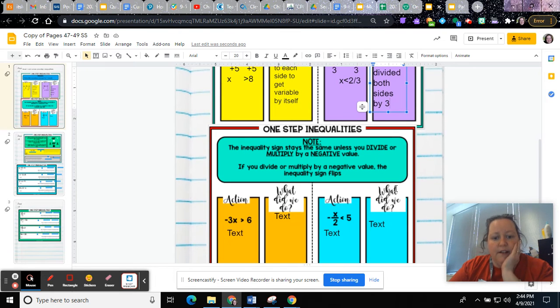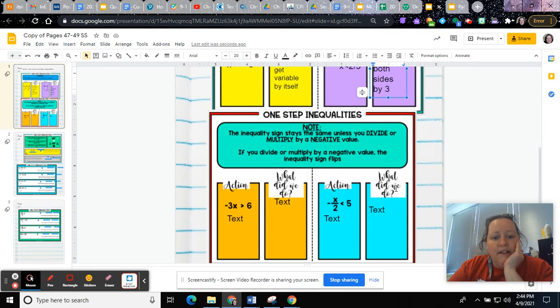Now, here is the teensy weensy little detail. The inequality sign stays the same unless you divide or multiply by a negative number. If you divide or multiply by a negative value, the inequality sign flips.